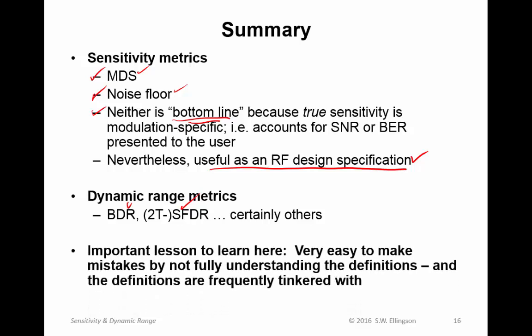And an overarching lesson to learn here is that it is very easy to make mistakes by not fully understanding the definitions. And these definitions get tinkered with all the time, and people frequently do not fully disclose the particular definition they're using. So you can't simply look at a data sheet that says that the spurious-free dynamic range is something and assume that that is a certain definition, such as what I've shown here. You really need to, if it's important to you what that value is, you need to look carefully at how it was calculated.